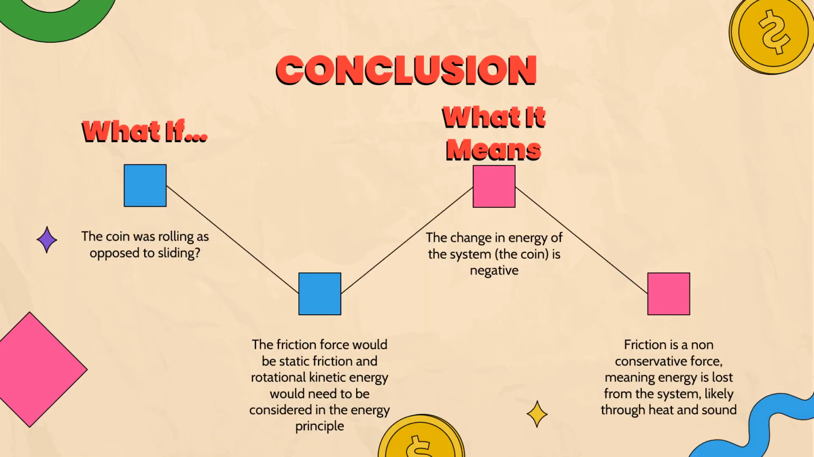If the coin was rolling as opposed to sliding, then the friction force would be static friction, which is what would cause the coin to roll, and I would need to account for rotational kinetic energy as well when using the energy principle. The change in energy of the system is negative.